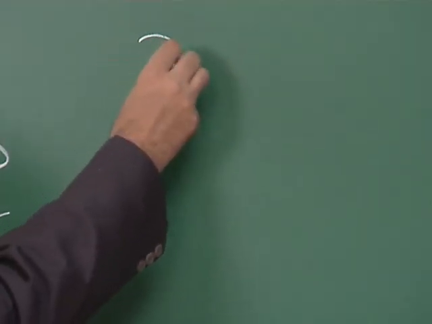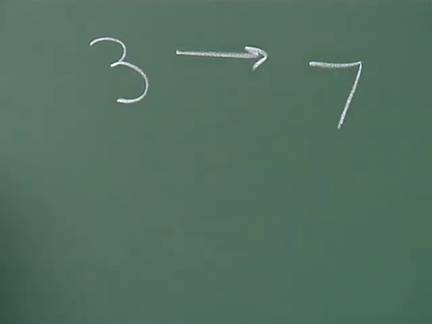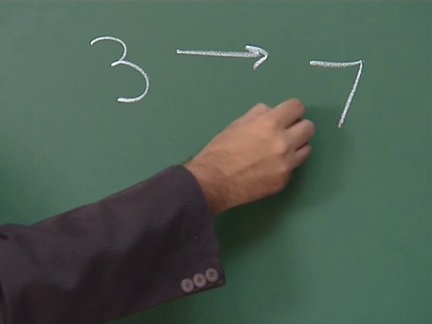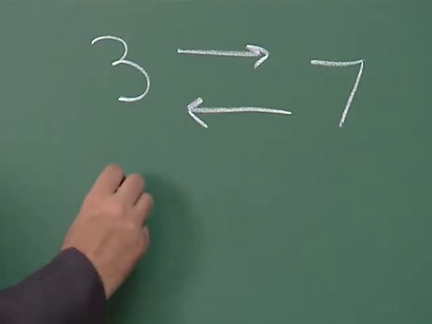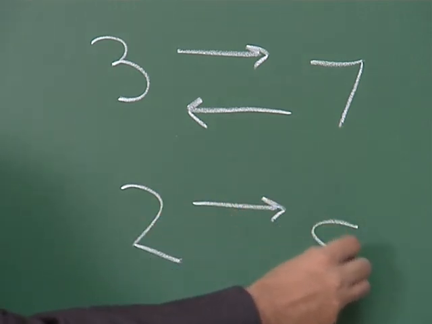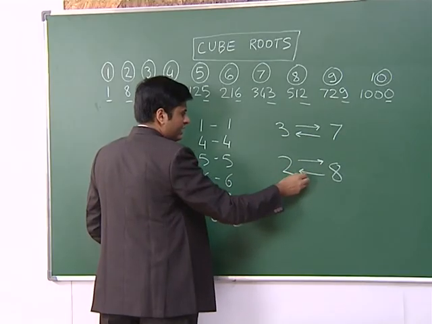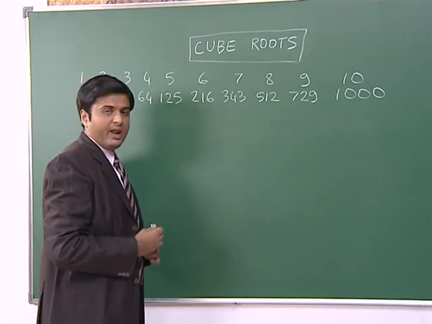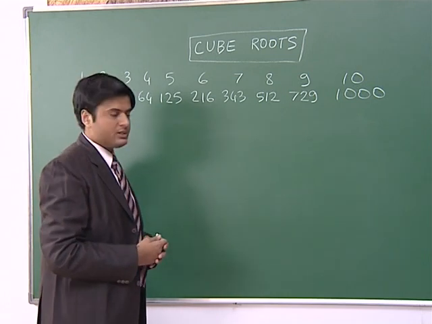If the cube ends in 3, then the cube root will end in 7. And if the cube ends in 7, the cube root will end in 3. If the cube ends in 2, the cube root will end in 8. And if the cube ends in 8, the root will end in 2. So friends, let us find the cube root of 2 to 3 difficult numbers.